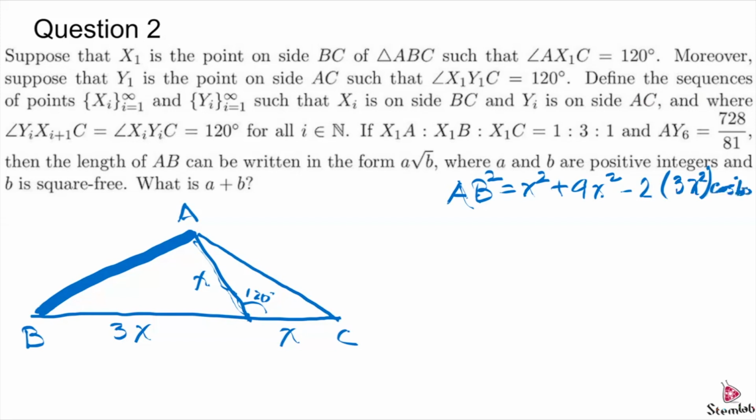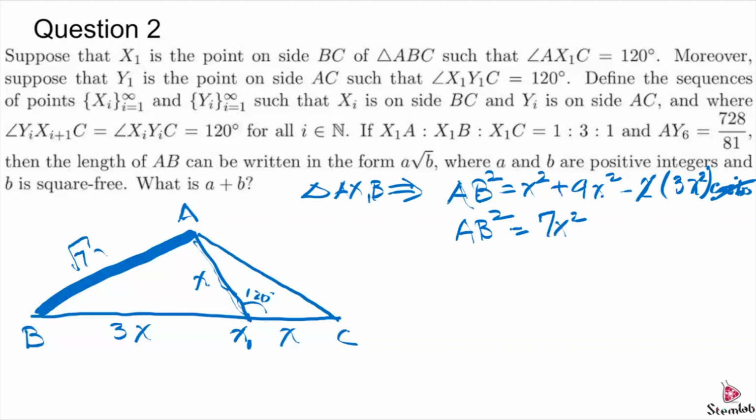Basically, this is from, I'm just going to name this x sub 1 here. So this is from triangle A, x sub 1, B. So AB squared, the cosine 60 basically cancels the 2, that's 1/2. So this is just equal to 7x squared. Therefore AB is square root of 7 times x. Maybe I should have used a different variable, but that's okay.